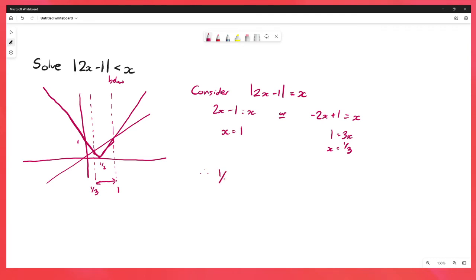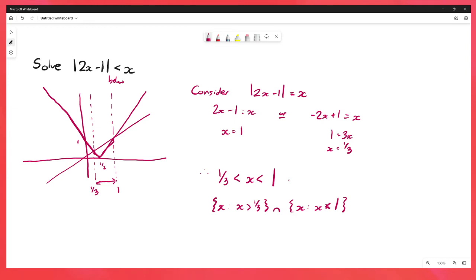So we want our x value to be between a third and 1. Writing this in set notation, lots of different ways. We could write x greater than a third and less than 1. This absolutely could be something you're required to do, but this would be an appropriate answer.